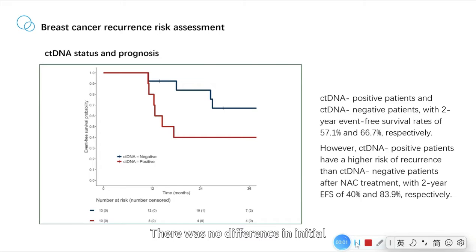There was no difference in initial event-free survival between ctDNA positive patients and negative patients who received late-stage neoadjuvant therapy. After 2 years, the event-free survival rate was 57.1% for positive patients and 66.7% for negative patients. However, positive patients have a higher risk of recurrence than negative patients.